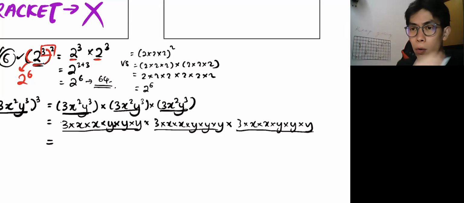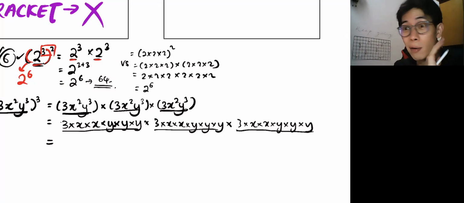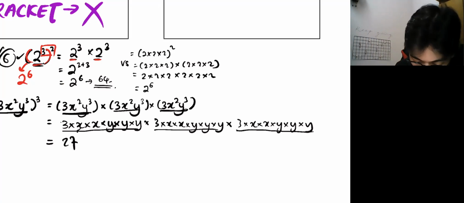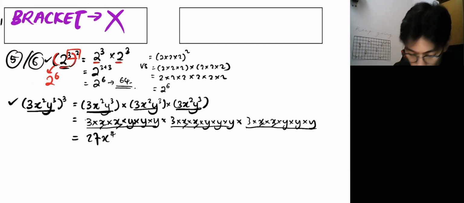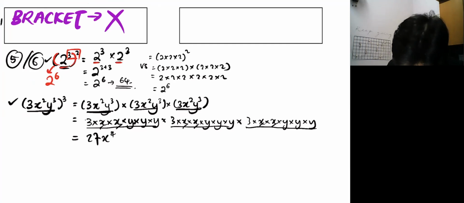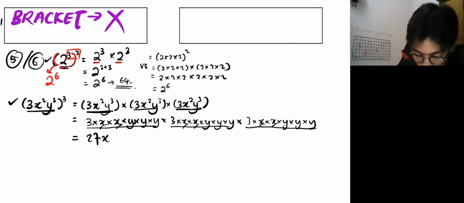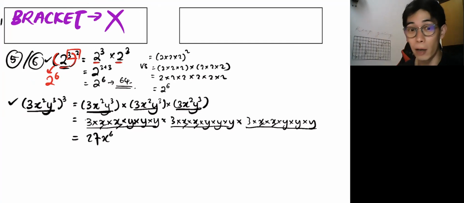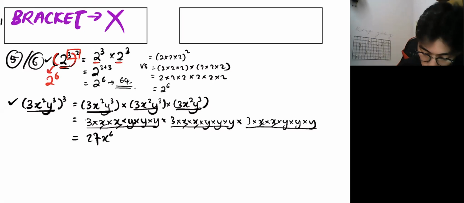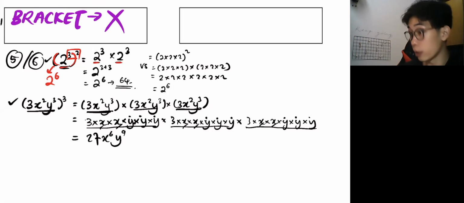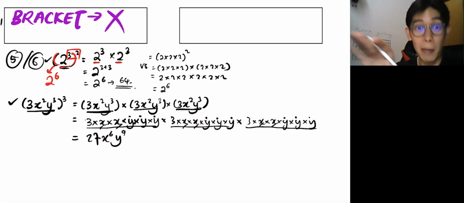Now, can you see the numbers 3 times 3 times 3? Normal times, 3 times 3 times 3 is 27, right? Now 27. So x: 1, 2, 3, 4, 5, 6, x power 4, everyone. Wait, did I miss out? Sorry, I missed out. x power 6, six of them, right? Now how many y's are there? 1, 2, 3, 4, 5, 6, 7, 8, 9. So y power 9. Can you see that? I get my answer already.